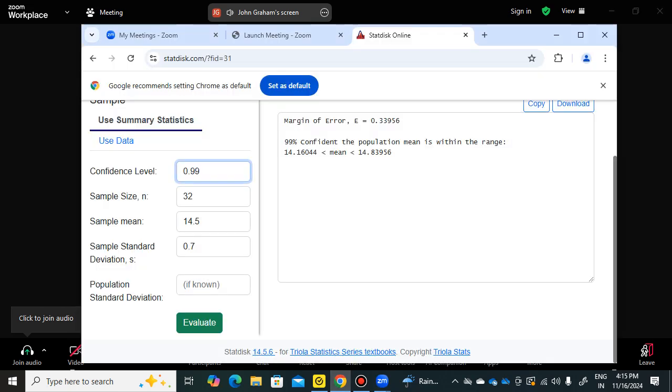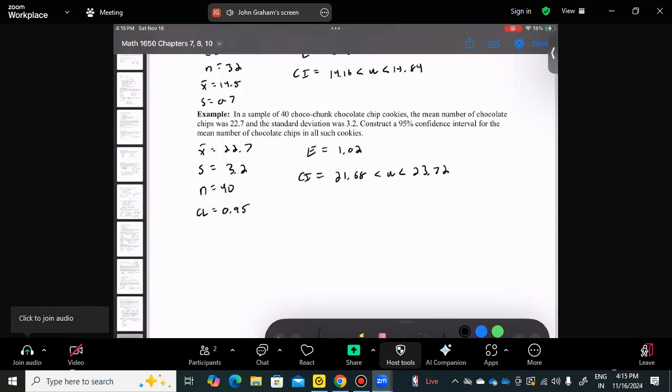So 0.95, 40 cookies, 22.7 is the mean, and the deviation is 3.2. Evaluate. The margin of error is 1.02, and the confidence interval is 21.68 to 23.72. So somewhere between those two numbers is what we expect the average to be.